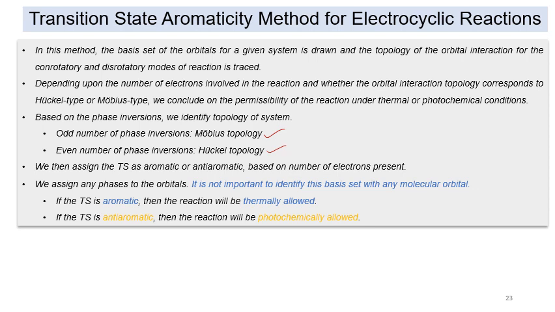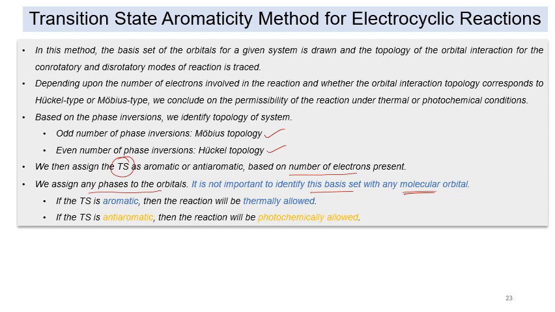We will then assign the transition state. Okay, this is very important. The transition state is assigned as aromatic or anti-aromatic depending on the number of electrons present. We can assign any phases to the orbitals. It is not important to identify this basis set with any molecular orbital.